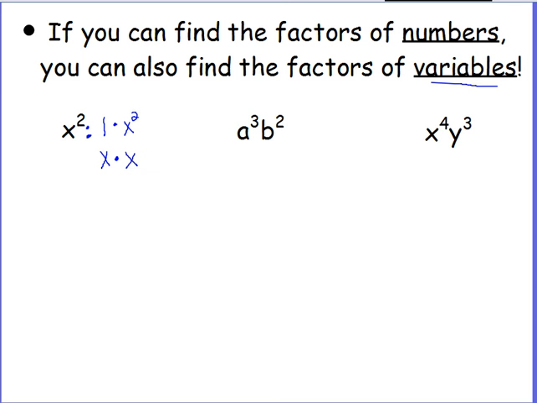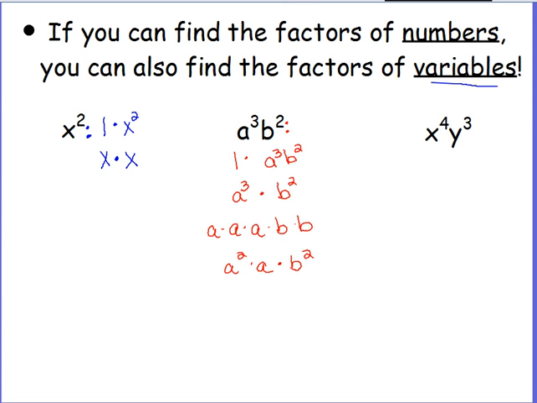Here I have a cubed times b squared. Its factors could be 1 times a cubed b squared. I could also have a cubed times b squared, or I can fully expand it as a times a times a times b times b, or even a squared times another a to make a cubed, times b squared, or I could break it apart to b times b, and so on. There's a much longer list when variables are involved.